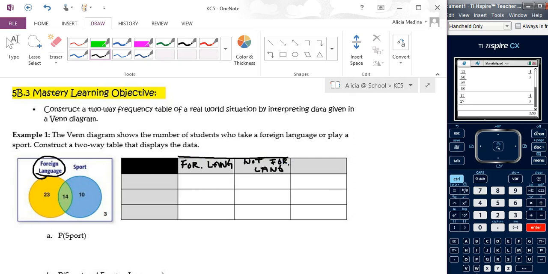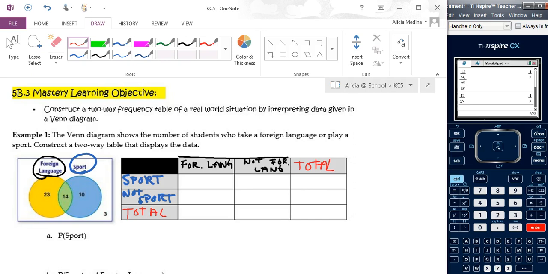The other thing that we're comparing is a sport. So they're either playing a sport or they're not playing a sport. Alright, on the ends, what's nice is that these are just totals. So this would be the total of each column, and this is going to be the total of each row. And again, remember that the grand total goes in that bottom right corner. So let's go ahead and try to fill some of these out.